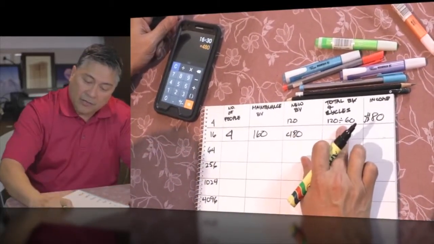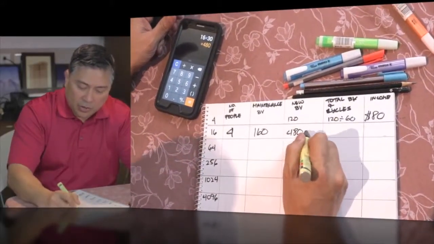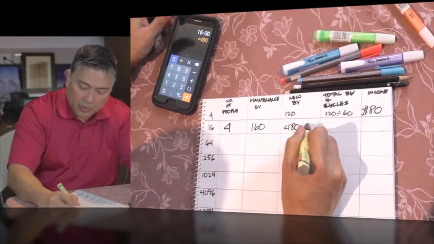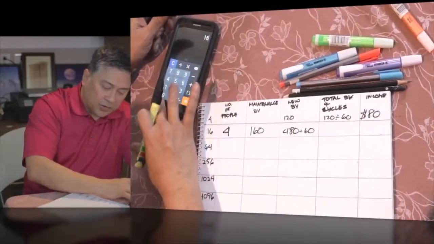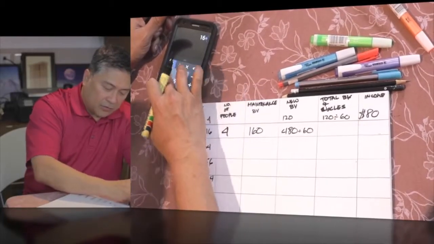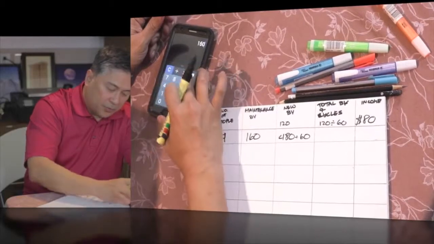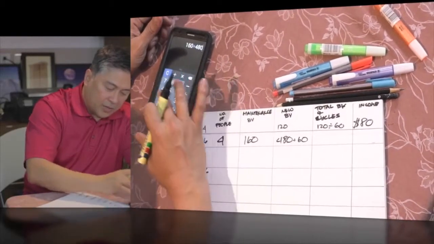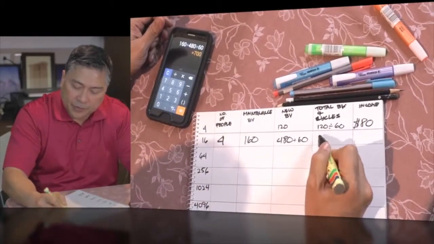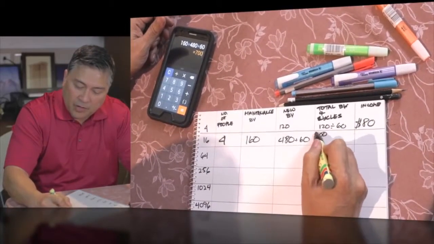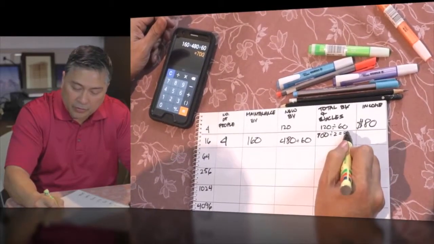Okay. Then you have the 60 BV per side from the last month. So you carry that over, okay, plus 60. Then you add all of that. So you have 160 plus 480. Oops, that's wrong. 160 plus 480 plus the 60, and that's 700. Okay, so you have 700 BV. You write that down. Then divide by 2, which is 350.